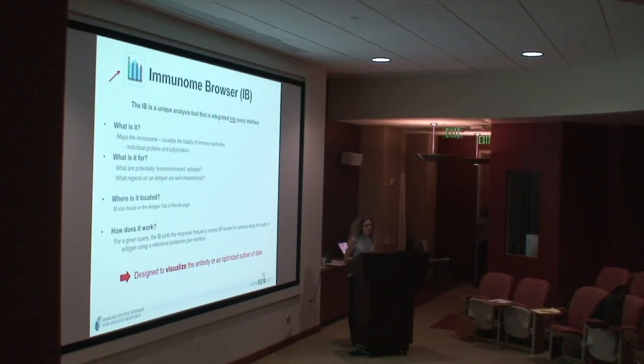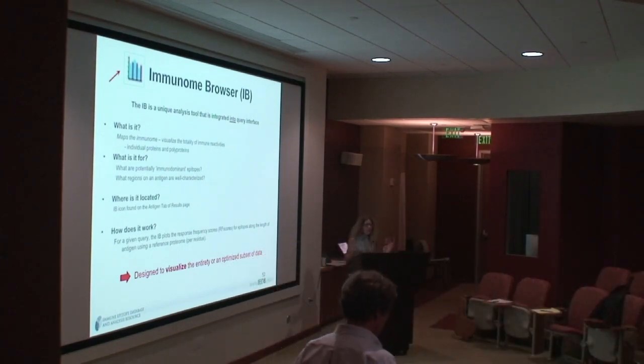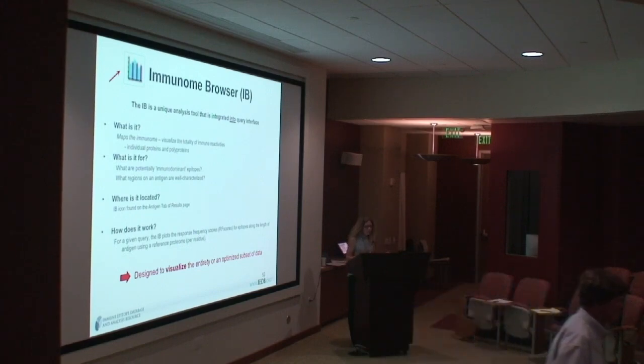So what is it? The Immunome browser maps the immunome, and what we mean by that is that it allows you to visualize the totality of immune responses from that host, on that protein, T, B, so forth, and I'll show you that. So it maps the responses to an individual protein, or in the case of a virus, a polyprotein.